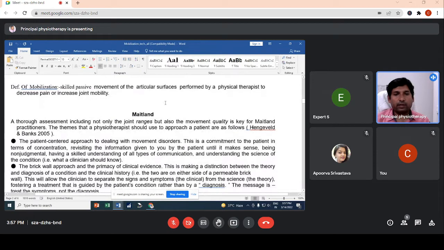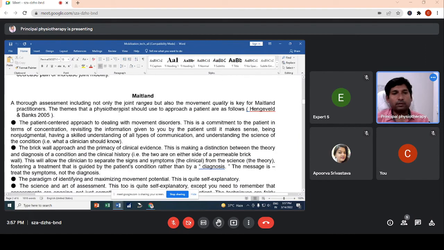Next is Maitland technique. Maitland technique is the mobilization technique. It is again the passive mobilization techniques we apply over the joint. A thorough assessment including not only the joint range but also the movement quality is the key for Maitland practitioners.